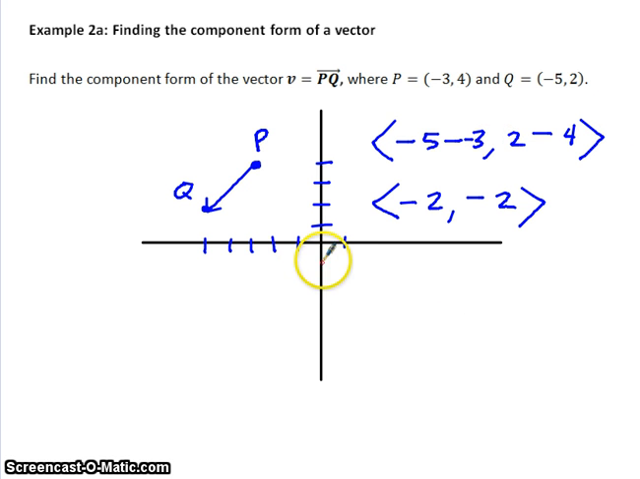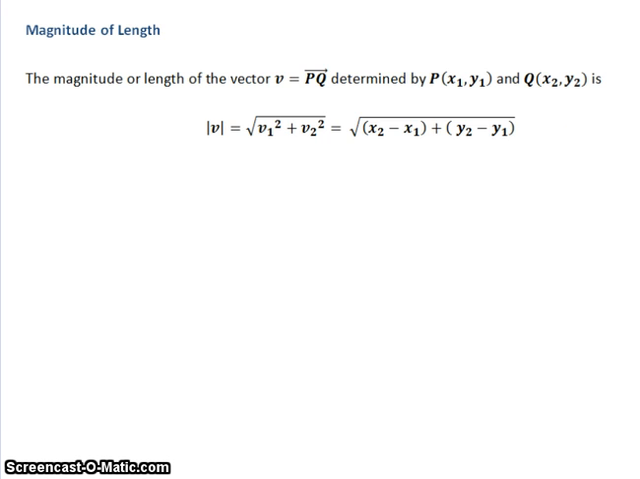Now, you could represent that vector also right over here with initial point at 0, 0. These two vectors are equal to each other because they have the same direction and the same magnitude. Okay, let's move on to the next one.